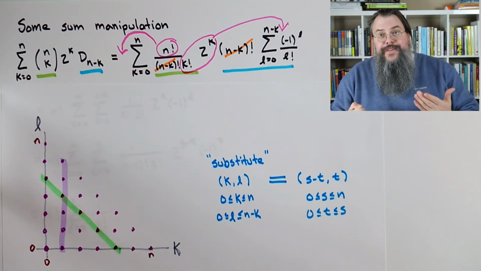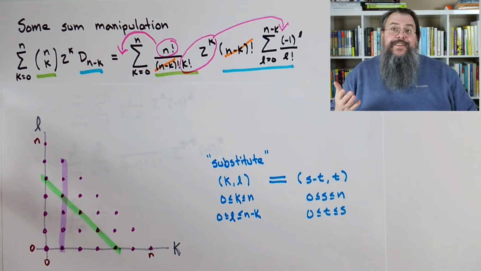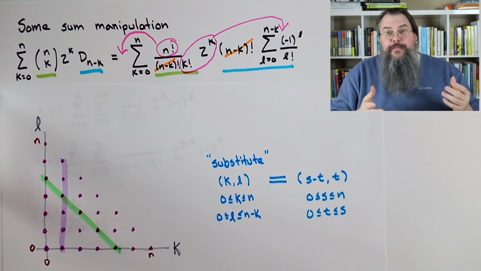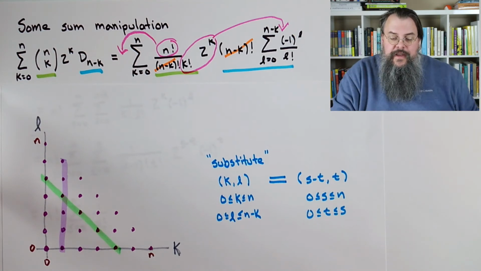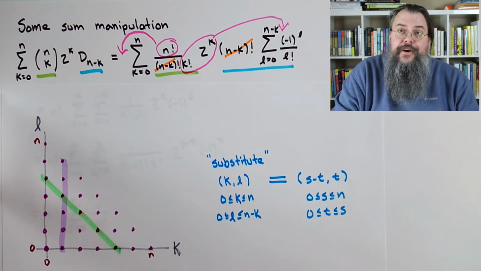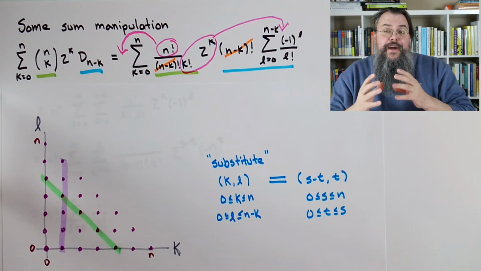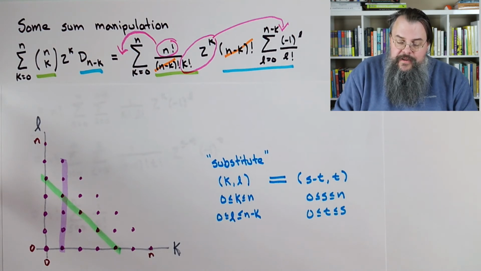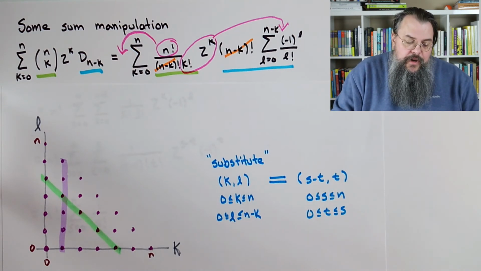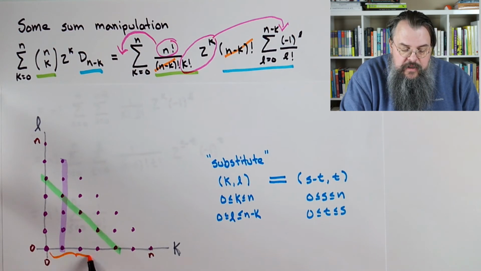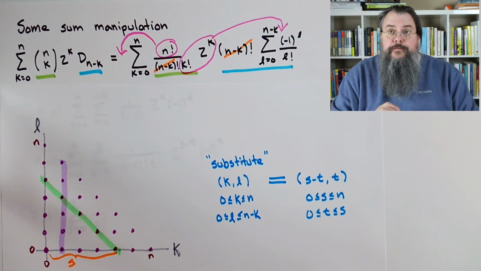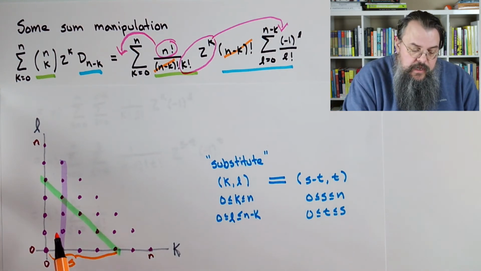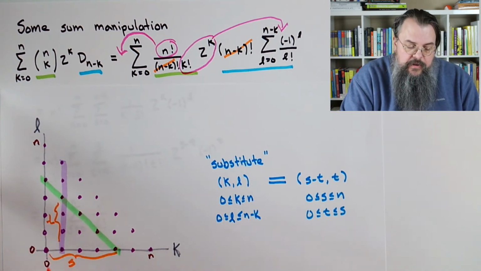So how does it work? Well, essentially, it's substitution and multivariable substitution, but for sums. So what we're going to think of is that for every pair K, L, I'm going to associate a new pair, thinking of it as S minus T, T. Now, how should you think of this pair S minus T, T? Well, what S is measuring is how far over we're going. All right, so there's S. And then what is T measuring? Well, T would measure how high we go.